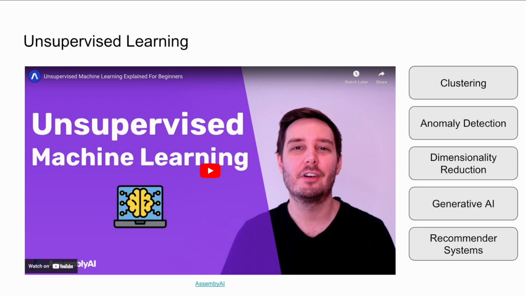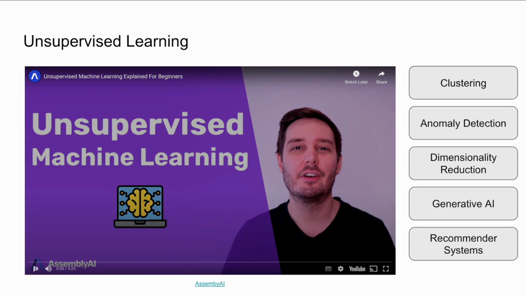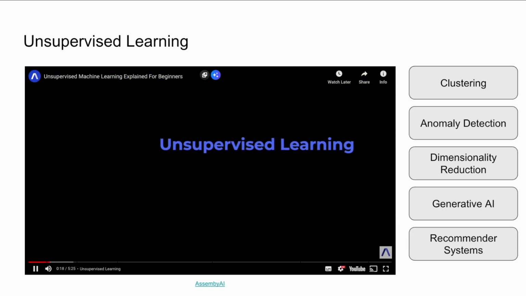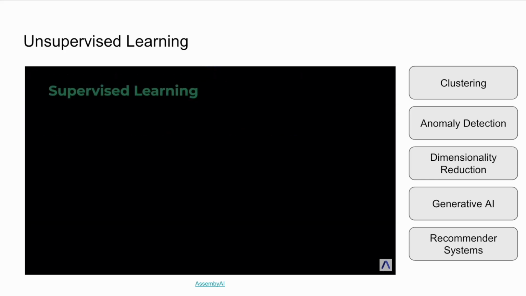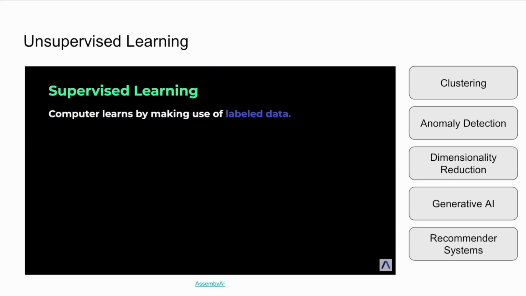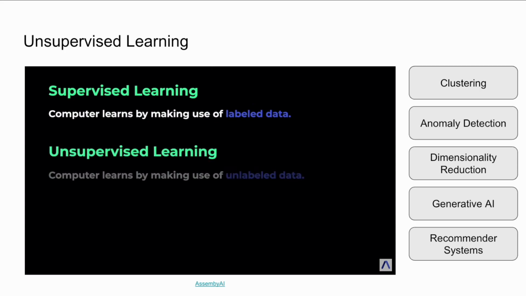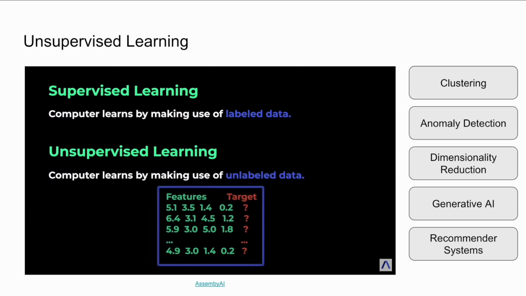Now, let's understand more about unsupervised learning. Previously, we learned about supervised learning, where the machine learning model learns by making use of labeled data. Now, in unsupervised learning, we have unlabeled data, meaning we have data, but we don't know the corresponding class or target for the features. This process is oftentimes more complex, but it has the huge advantage that it does not require upfront human intervention to label the data.